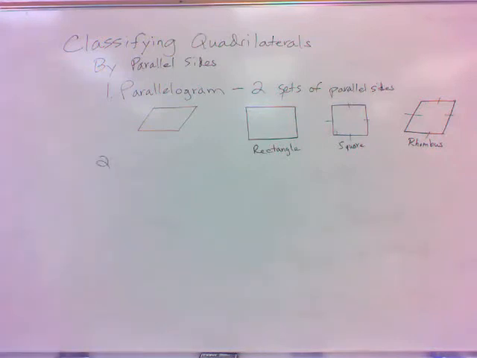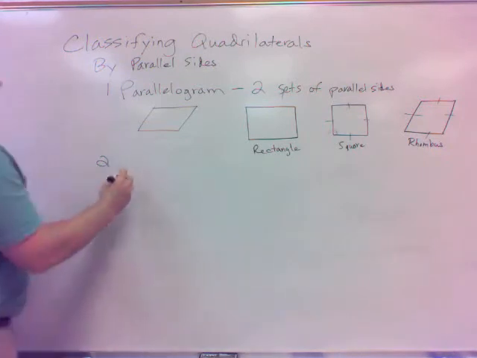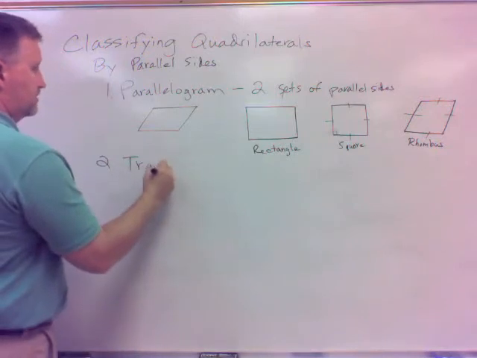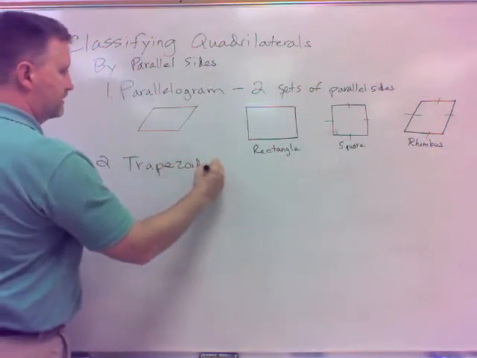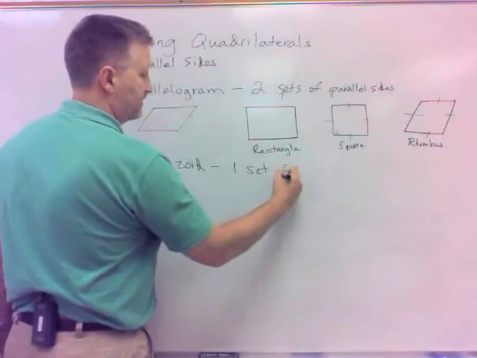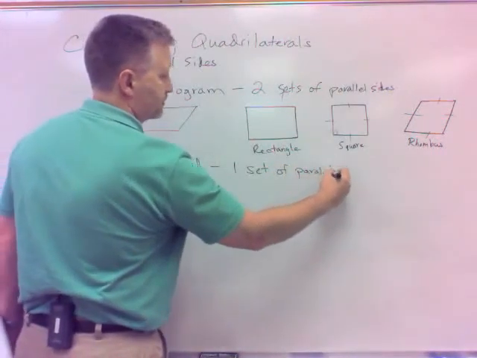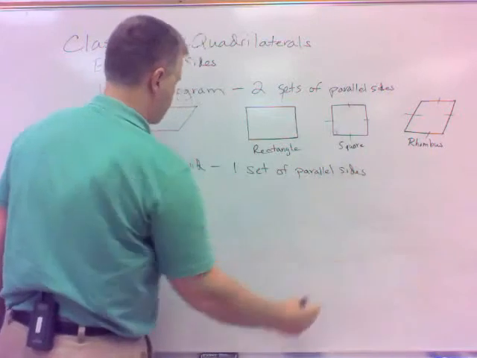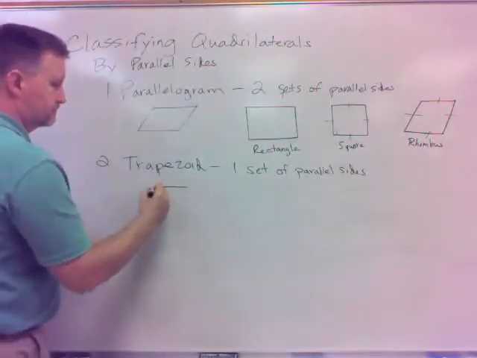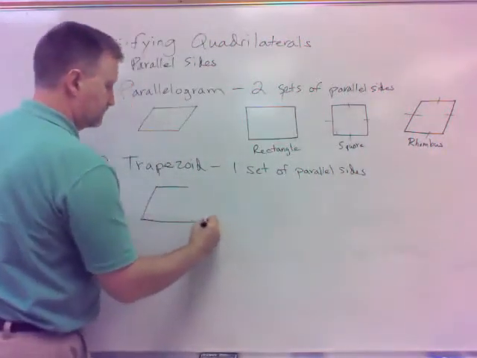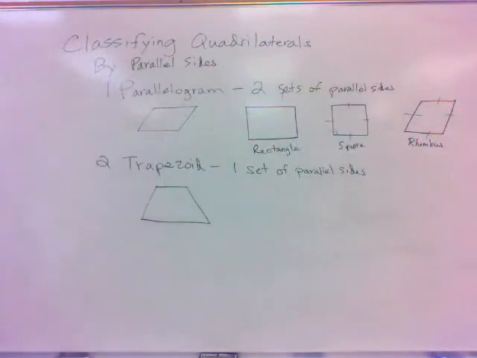Okay, but there's also quadrilaterals where you don't have both sets of parallel sides. There's a trapezoid quadrilateral, and the deal on the trapezoid is there's one set of parallel sides. Trapezoid. This is probably most often thought of trapezoid. There are others.